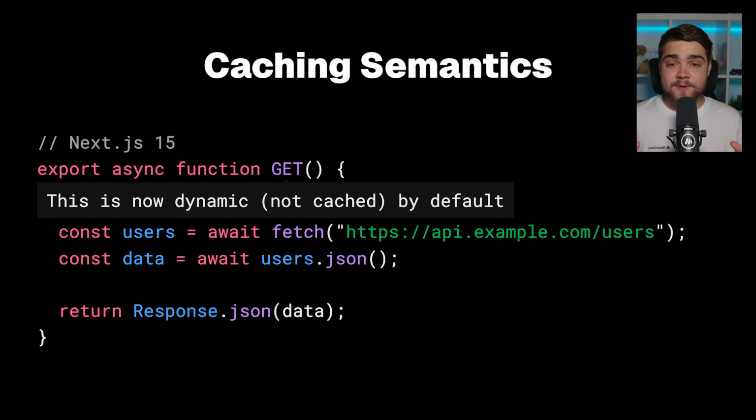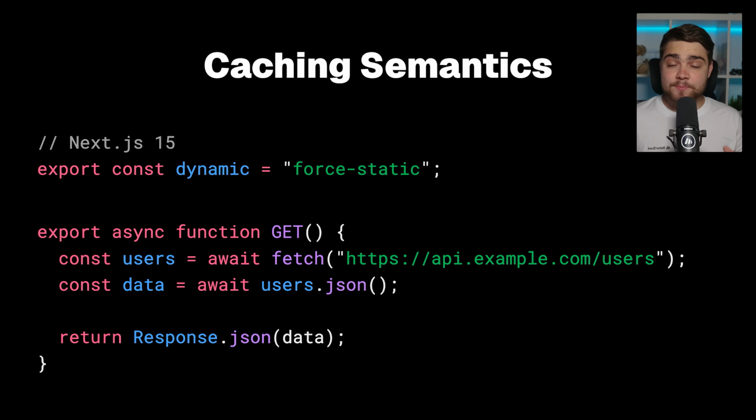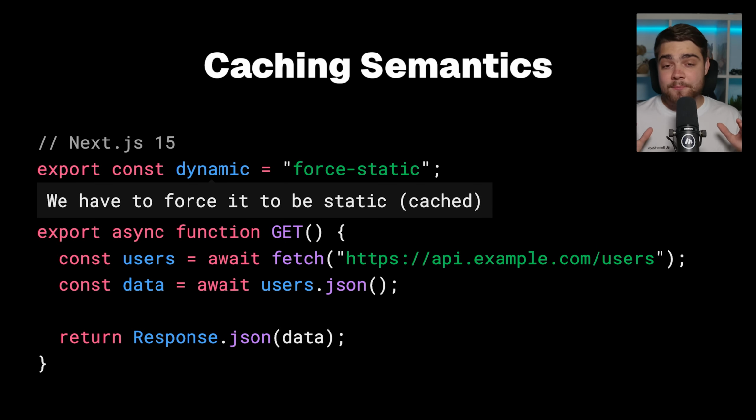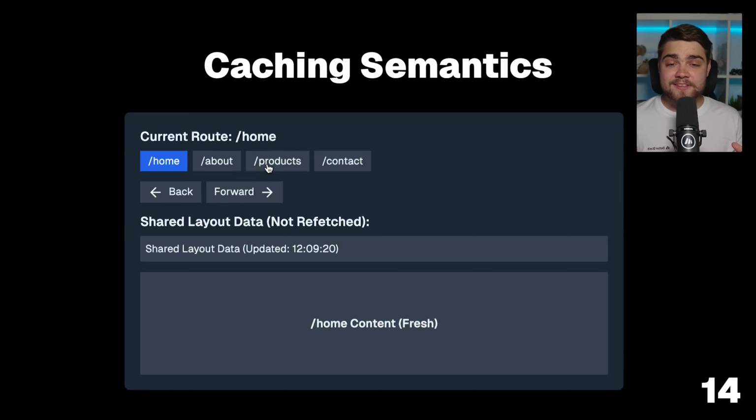The route won't be cached by default here, so it will refetch the data from example.com, but now we can opt in and force it to be cached instead by using this force static. The same thing is also applying to the client router cache. It will no longer cache page components by default.